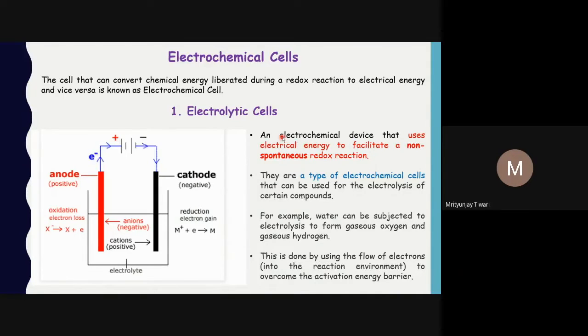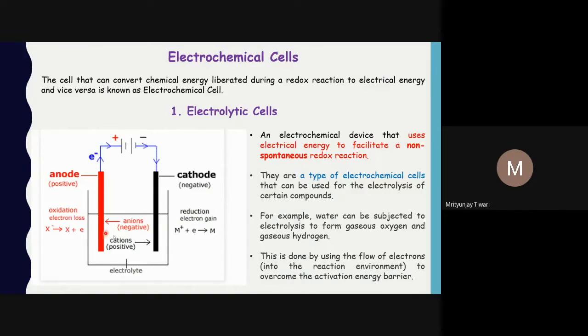So the electrolytic cell is what we use particularly for reactions which are non-spontaneous. It is the device where we use electrical energy to facilitate non-spontaneous chemical reactions. So this is the electrolytic cell, an electrochemical device that uses electrical energy to facilitate a non-spontaneous redox reaction.